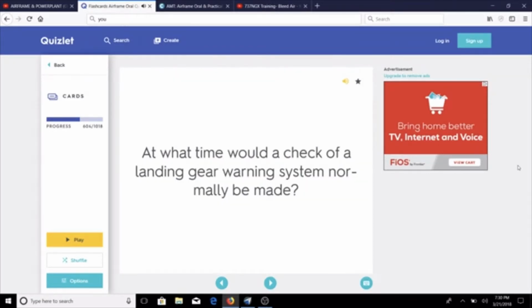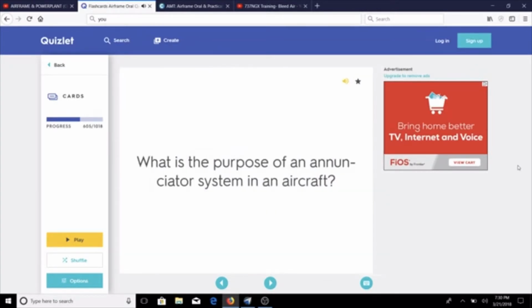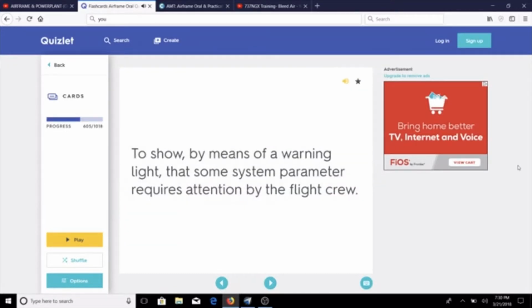At what time would a check of a landing gear warning system normally be made? During a landing gear retraction test. What is the purpose of an annunciator system in an aircraft? To show, by means of a warning light, that some system parameter requires attention by the flight crew.